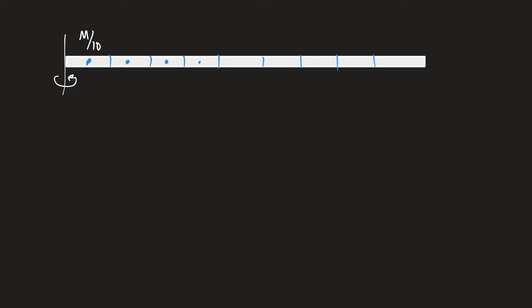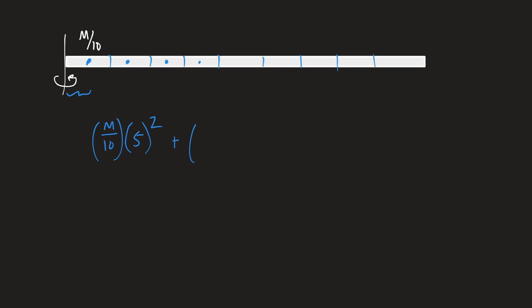So the first piece has a mass of m over 10, and its center is located, how far away is the center of mass for the first piece? Well, if each piece is 10 centimeters wide, then this first center of mass is 5 centimeters away from the axis of rotation. Does that make sense? How many pieces are there? So I can go to the next one.